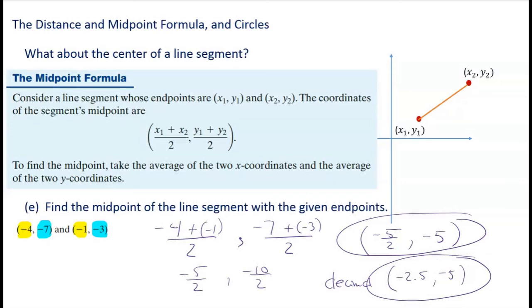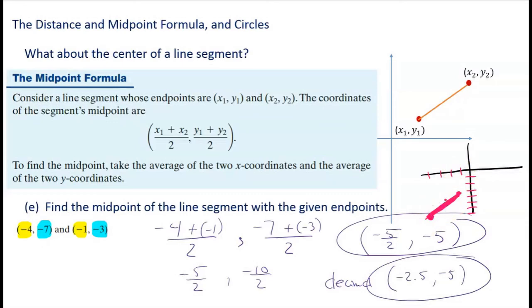Now, let me show you what that would look like on an XY axis just real quick, right over here. Now remember, our original point was negative 4, negative 7. I'm going to graph that, and let's do it in pink. So negative 4, and negative 7, 1, 2, 3, 4, 5, 6, 7. I'm not doing a wonderful job of this. So there's your first point, negative 4, negative 7. The other one's negative 1, negative 3. And we're trying to find the middle of that.